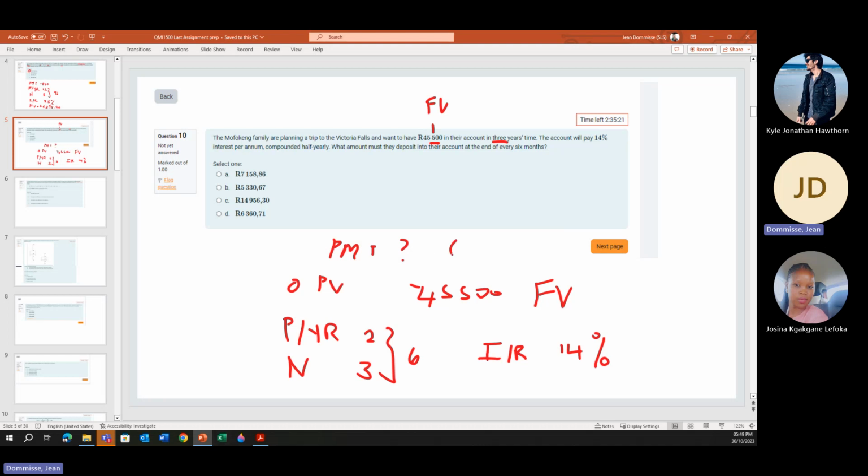So my PMT is 63,60.71, which is option 4 or option D. Okay, so this one again, straightforward with a calculator. The thing that was important is to check for half yearly, and then the 3 years, and remember that that is the future value. I just want to check something, because at least if you added it as a present value, one of it won't be any of the answers.